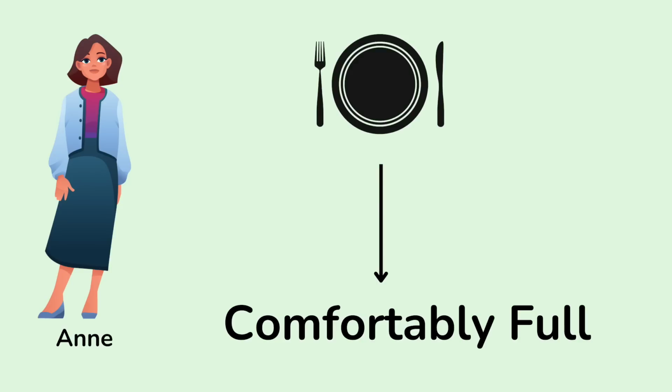This here is Anne. Let's assume it's lunchtime. Anne is hungry and sits down to eat. She eats until she is comfortably full. Now, what is it about her meal that changes her state from being hungry to being comfortably full? Anne may say that she needs a certain number of calories, let's say 600 kilocalories, in her lunch to feel comfortably full or satiated.